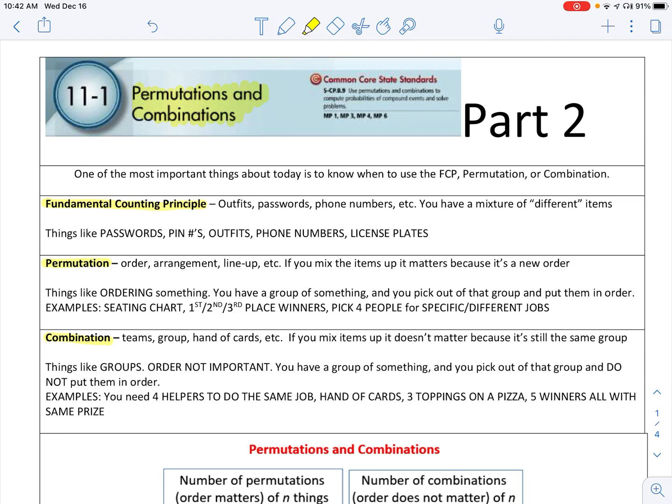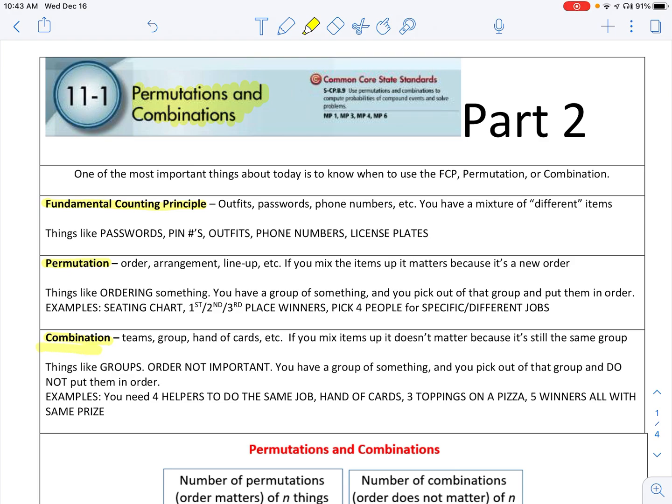Now, sometimes we deal with things that have to go in a specific order. Like let's say we have a group and we have to pull things from that group and put them in order. That's a permutation. Things like a seating chart. I have a group of students and I have to put every single one of them in order. Or maybe I have a group of 10 people and I have to hand out a gold, a silver, and a bronze. That would be a specific order. Or let's say I have a group of 50 people and I have four specific jobs that need to be done. So how many ways can I assign those jobs? That's a permutation.